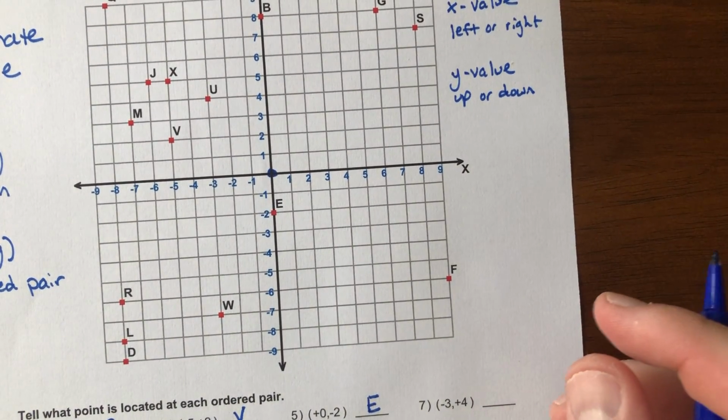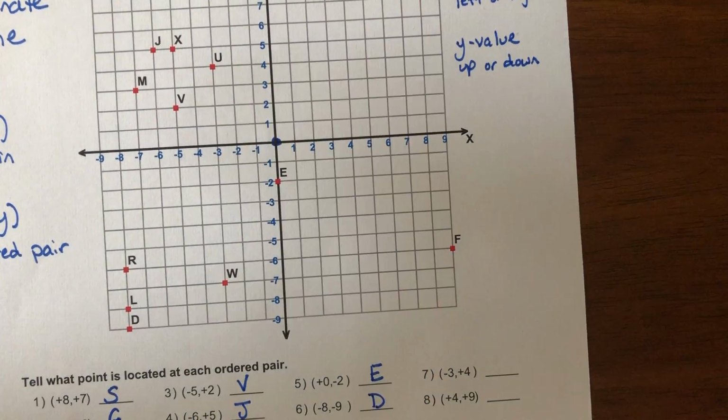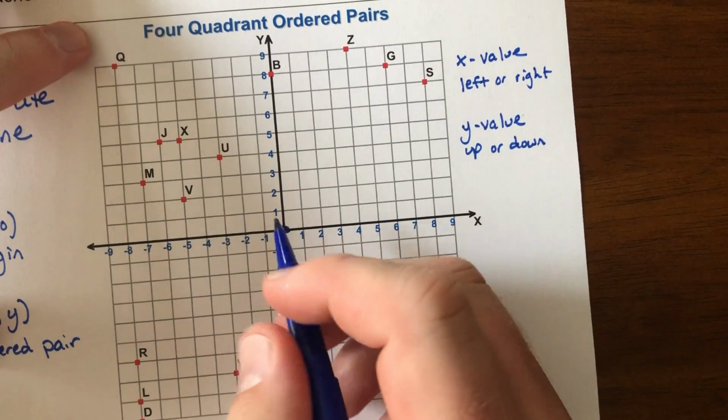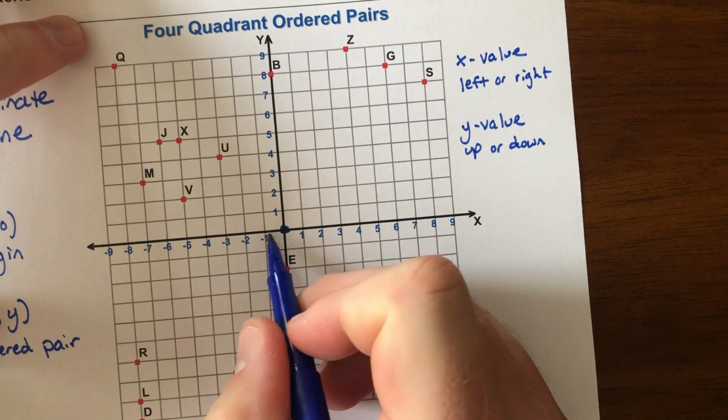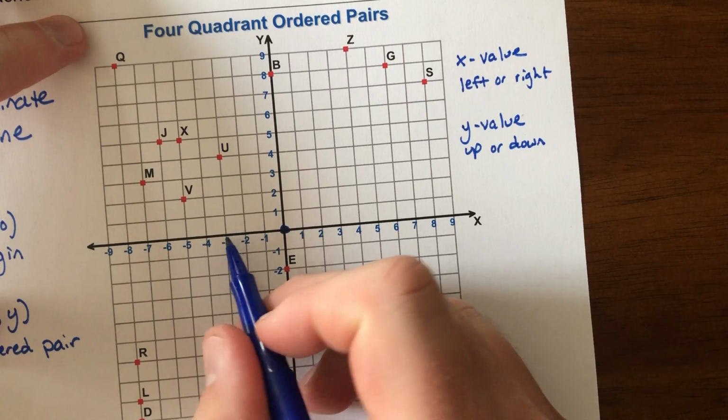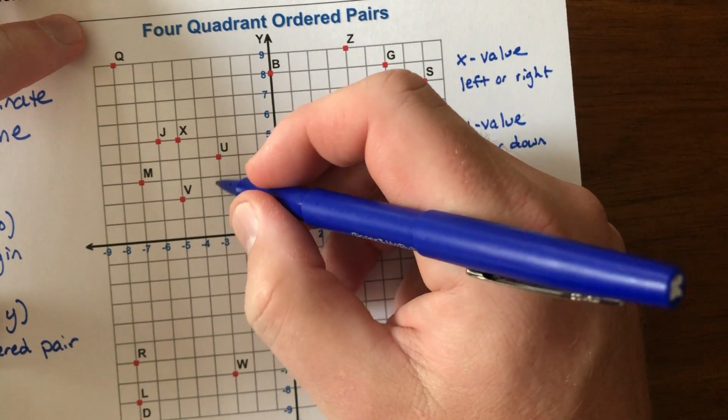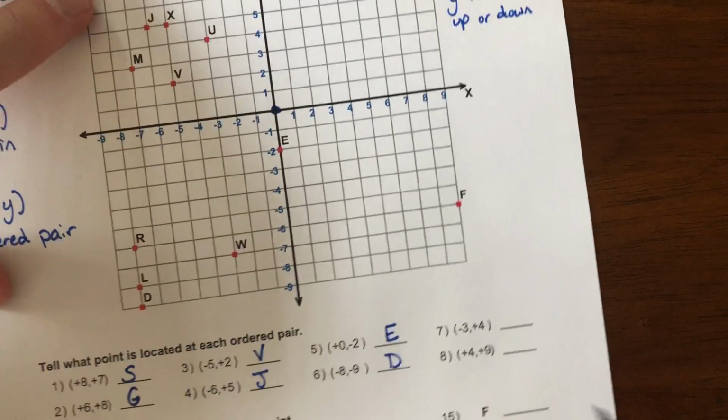Number 7, I have an ordered pair of negative 3, positive 4. So I'm going to go to the left 3 times: 1, 2, 3. Then I'm going to go up 4: 1, 2, 3, 4. And I land on the U.